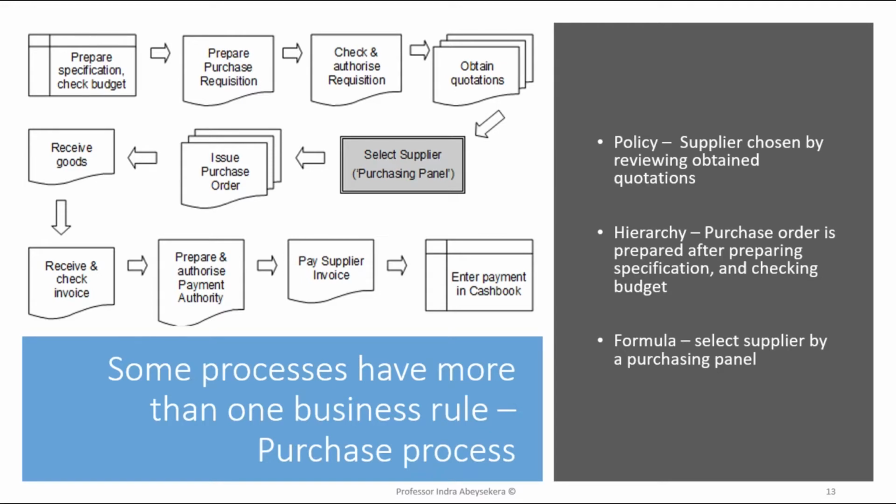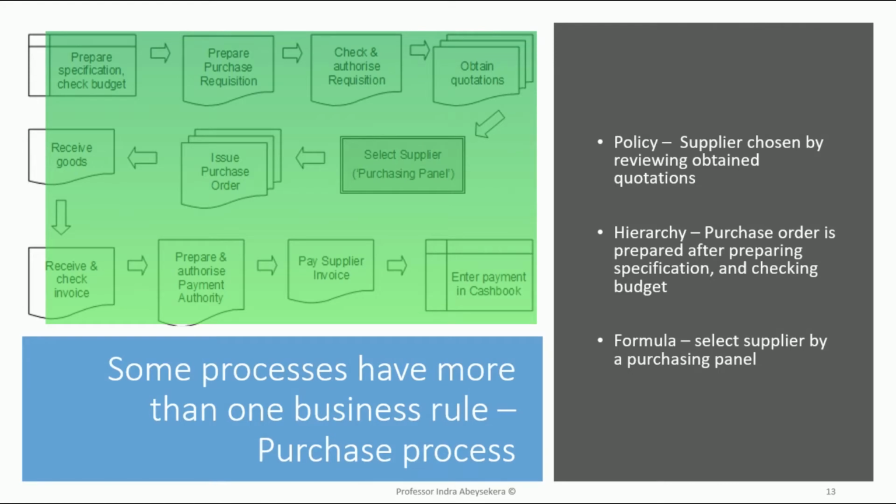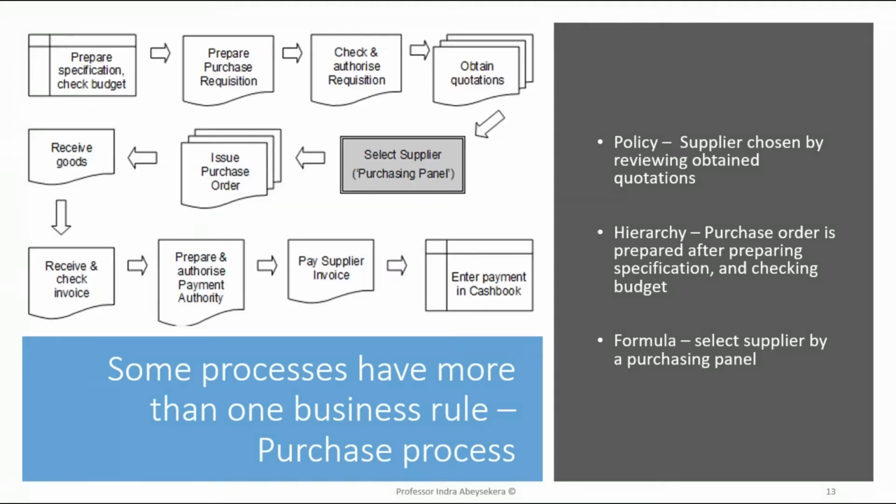We talked about 2 major processes. We can extend that into 3 major processes: sales process, purchase process, and human resource process. Let's look at a purchase process. In a purchase process, we prepare a specification before purchasing and check against the budget. Then a purchase requisition is prepared. It is checked by someone who is authorized before making that requisition.